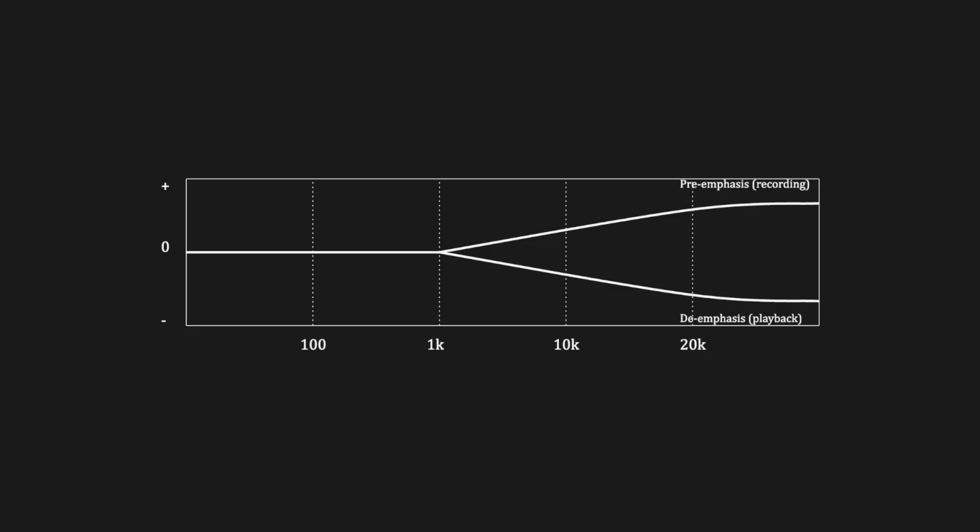Some digital audio recordings use a process called pre-emphasis to reduce noise. Before recording or transmission, high frequencies are slightly boosted. During playback, de-emphasis reduces those frequencies again, which helps lower overall noise levels.